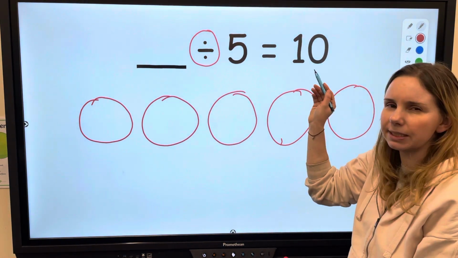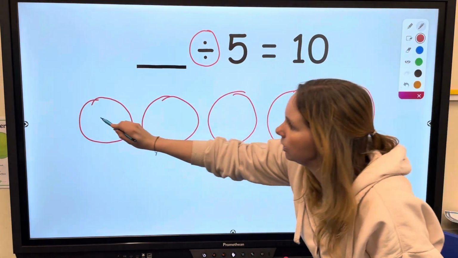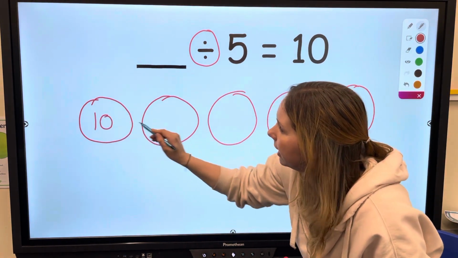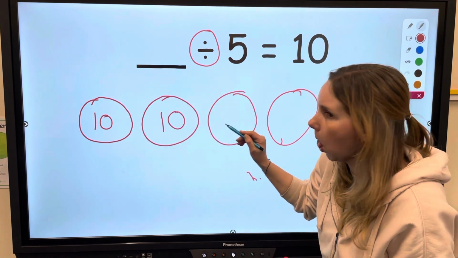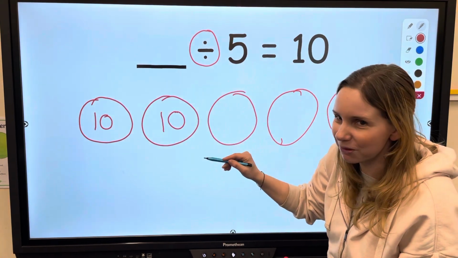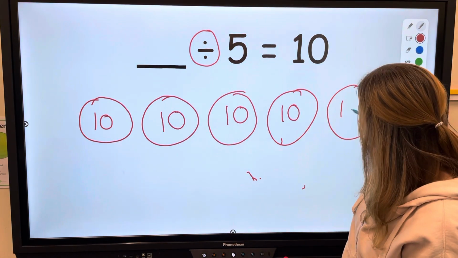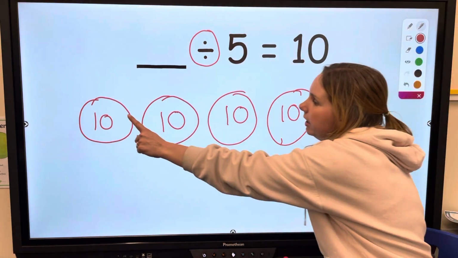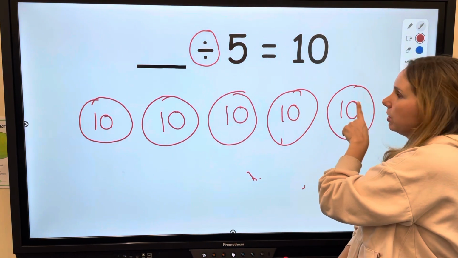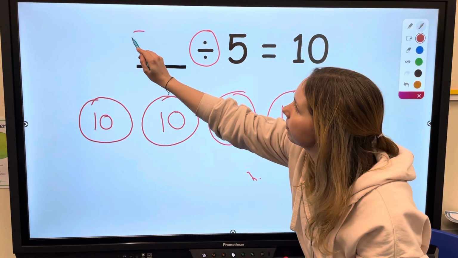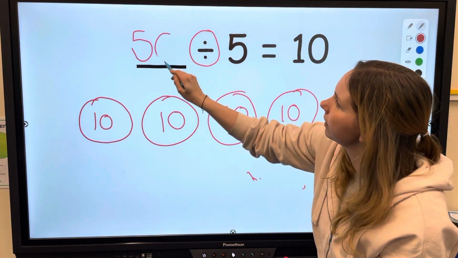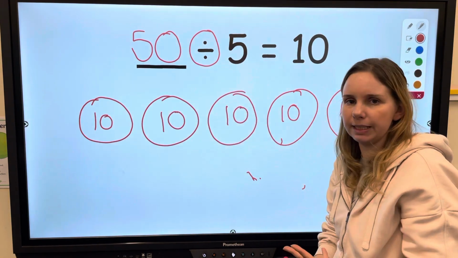I know how to count in 10, so instead of drawing 10 pictures in each one, I'm just going to write the number 10. So here's my 5 groups with 10 in each group. I'm going to count up how many I have altogether. 10, 20, 30, 40, 50. Take your time, read it carefully.